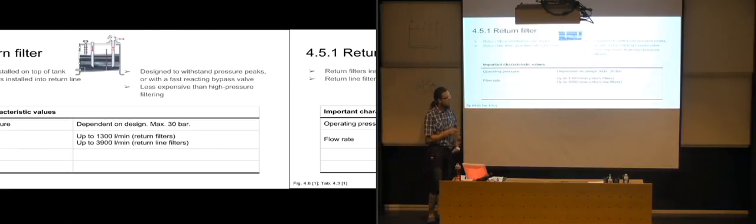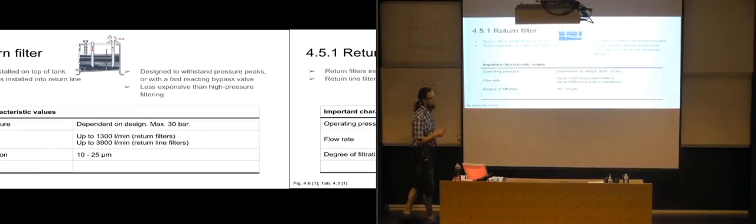It can have fairly high flow rates, up to 1,300 liters per minute if it's just a filter placed on top of the tank, and up to 3,900 liters per minute if it's a return line filter, placed inside the return pipe, because then you can stretch the filter over a larger area, so you can allow more fluid to pass through it.